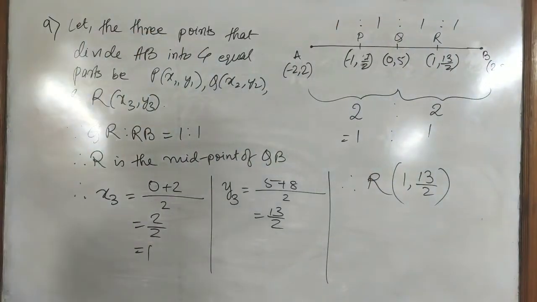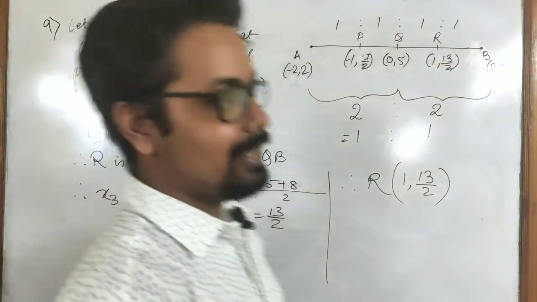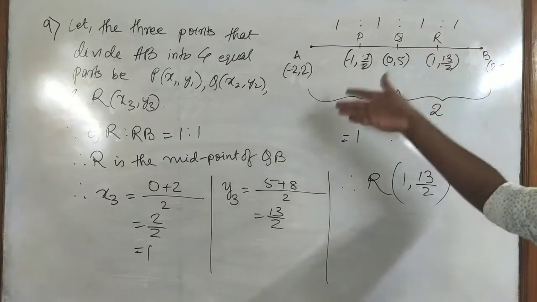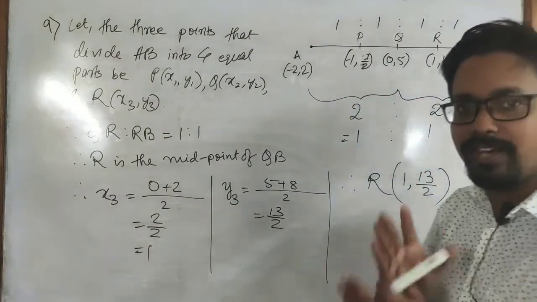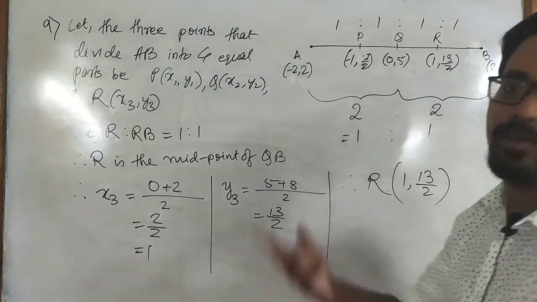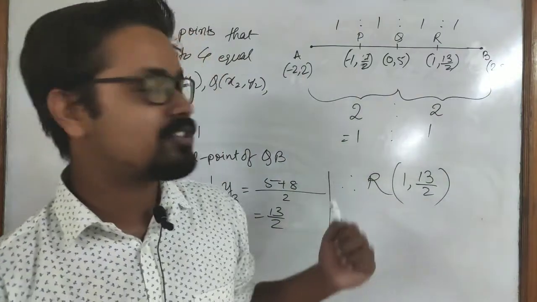So that's how we find the 3 points. Very easy, simple sum, a little bit lengthy because we have to find 3 points, but each step is very easy. You just have to find the midpoint and use this formula, x1 plus x2 by 2, y1 plus y2 by 2, and you get the values. So that's how easily we can solve question number 9.